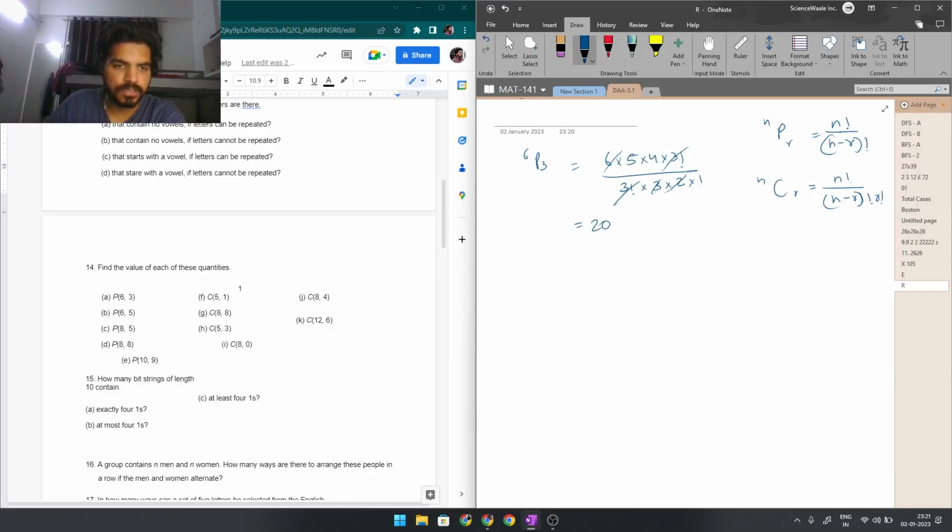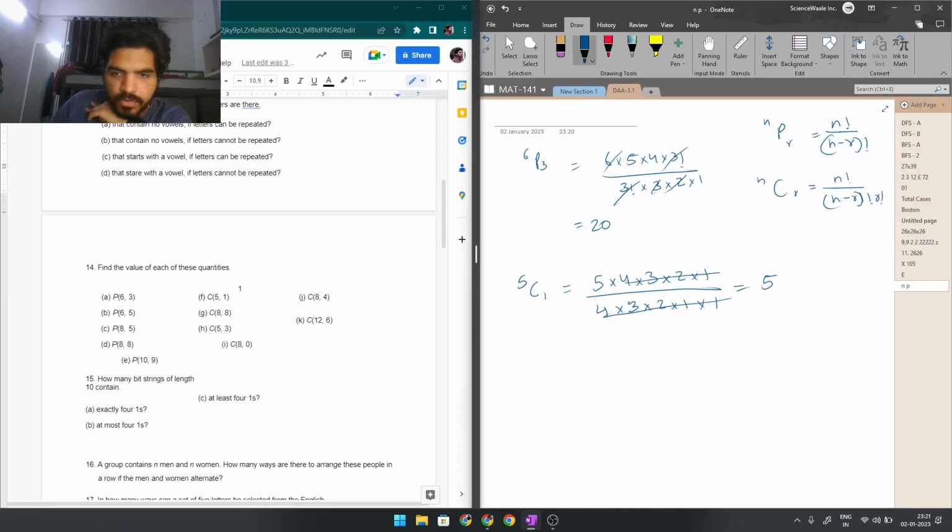Next part, 5C1. Okay, that's combination. I'll do just one. If you want help, you can put it in the comments. 5C1 will be 5 into 4 into 3 into 2 into 1 upon 5 minus 1, that is 4 factorial, into 1 factorial. Cancelling out the entire thing, 5 is the answer.